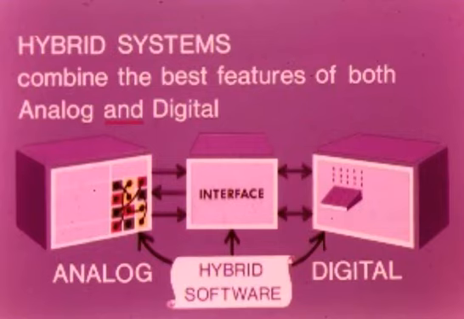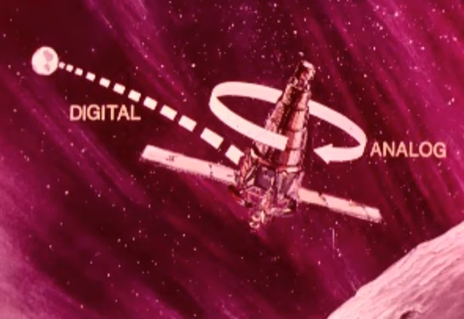EAI has pioneered in the development of complete hybrid systems. In a typical space simulation, a hybrid system uses the digital computer to maintain precise calculations of the slowly changing orbital position of the flight. The analog section continuously simulates the controls and orientation of the space vehicle. Together, they give the greatest possible speed and accuracy.